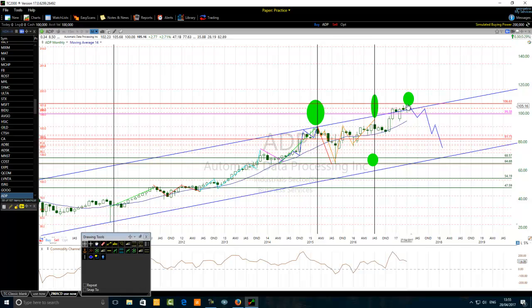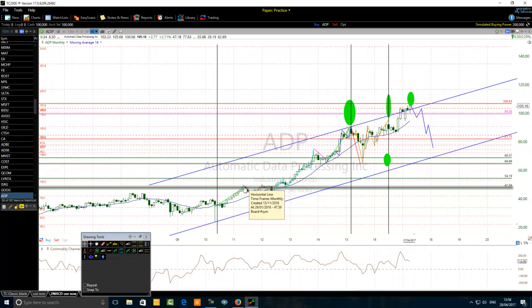High probability that if you find a resistance below that level, you go down 1, 2, 3, 4, 5, forming the expanded flat correction instead of the classic flat correction. But again, there is more to this. The reason why I'm recording this video today is because there is more to this.